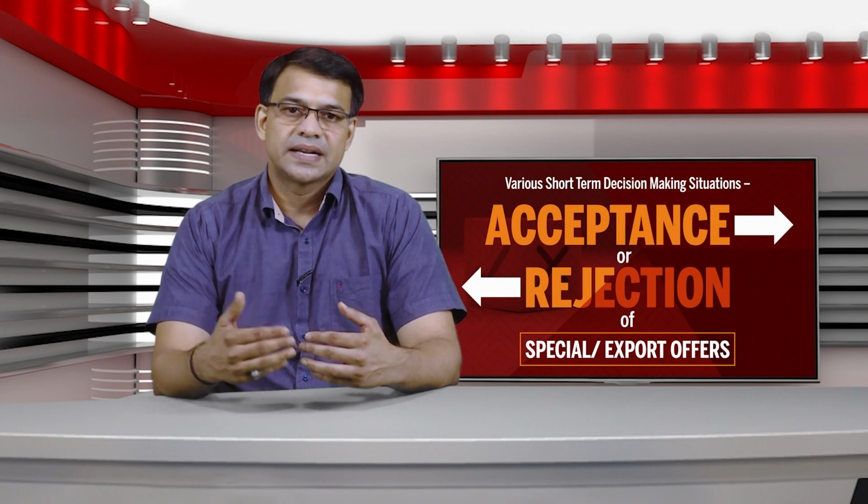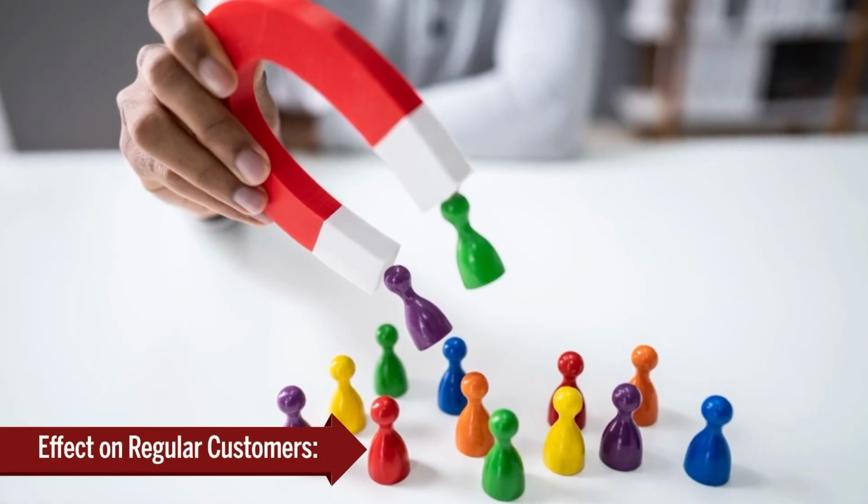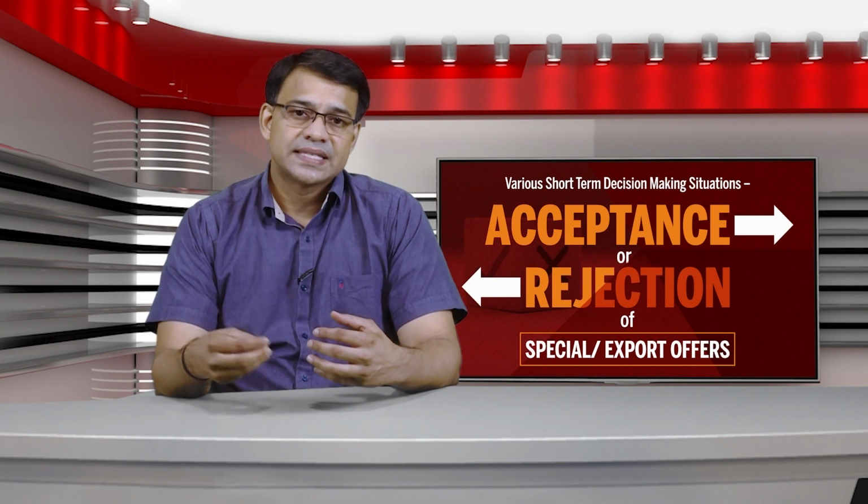But while taking the decision, other factors should also be taken into account because other factors also influence a special order. So, we should take into account various factors while making the decision of its acceptance or rejection. The first factor is the effect on regular customers. If we accept this order from a special customer, what about the effect of such acceptance on our regular customer?